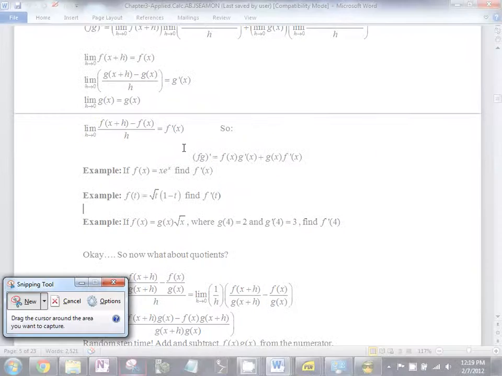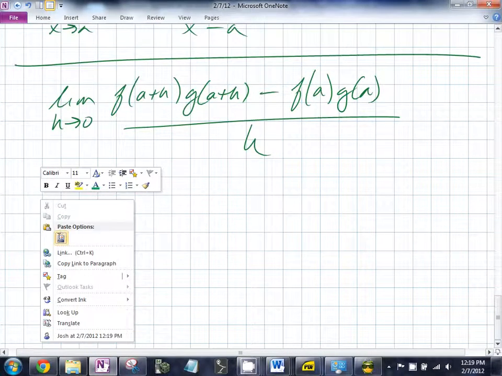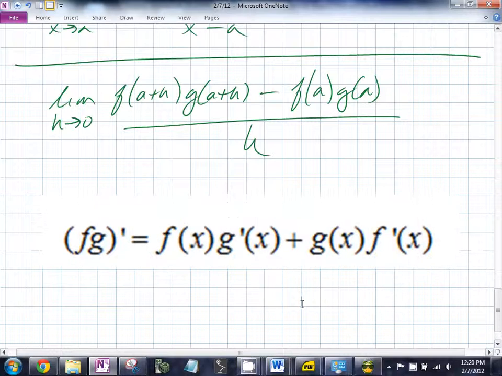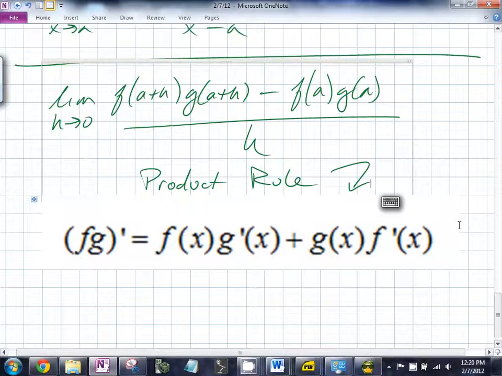This is called the product rule. We learned the power rule before. This is important. Product rule. Super important. So if you're taking the derivative of the product of two things, this is what you take.